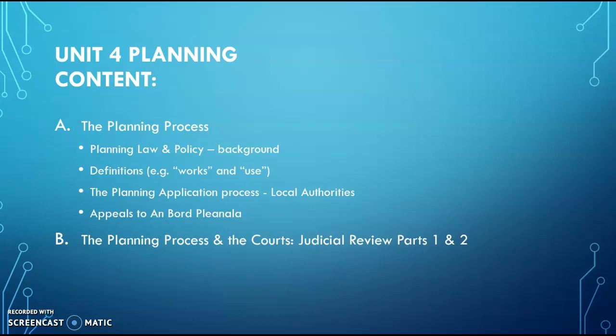On planning, the content that it will cover will be the planning process. So that's this lecture on planning law and policy. Then followed by a lecture on definitions and the planning application process at local authority level, followed by information about the appeals process to An Bord Pleanála. And then this is followed by a series of two videos on judicial review, parts 1 and 2, that look at how the courts supervise and oversee the county council and An Bord Pleanála level planning applications.